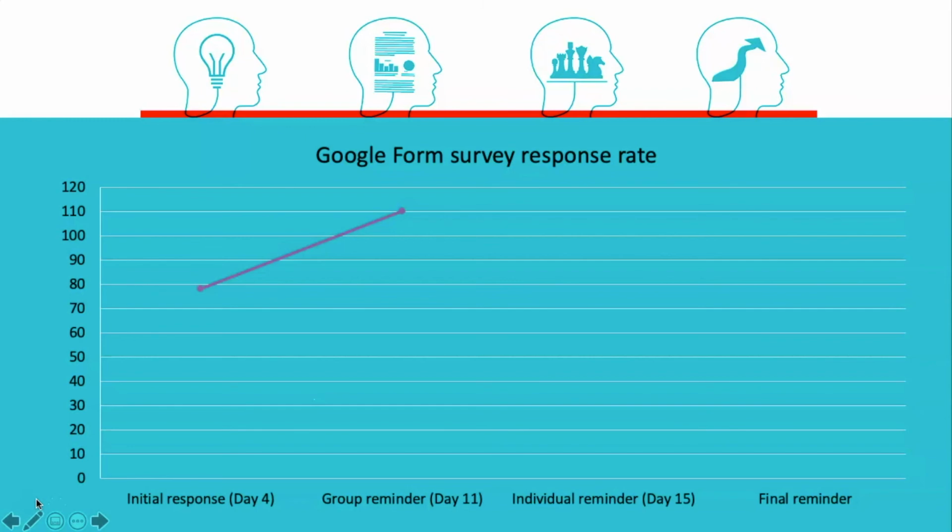Nevertheless, I decided to send out individual reminders to those who have not done so, and by day 15, I received 116 responses to the survey form. This is about 2 weeks after the launch of the form. For good measure, I sent out a final reminder on day 15 and received a total of 118 responses by the end of the survey period.